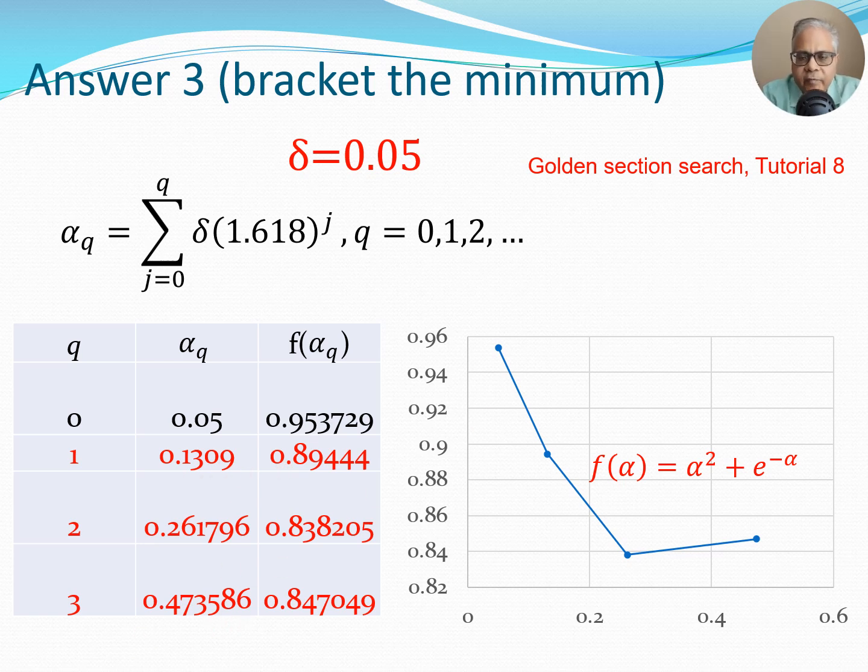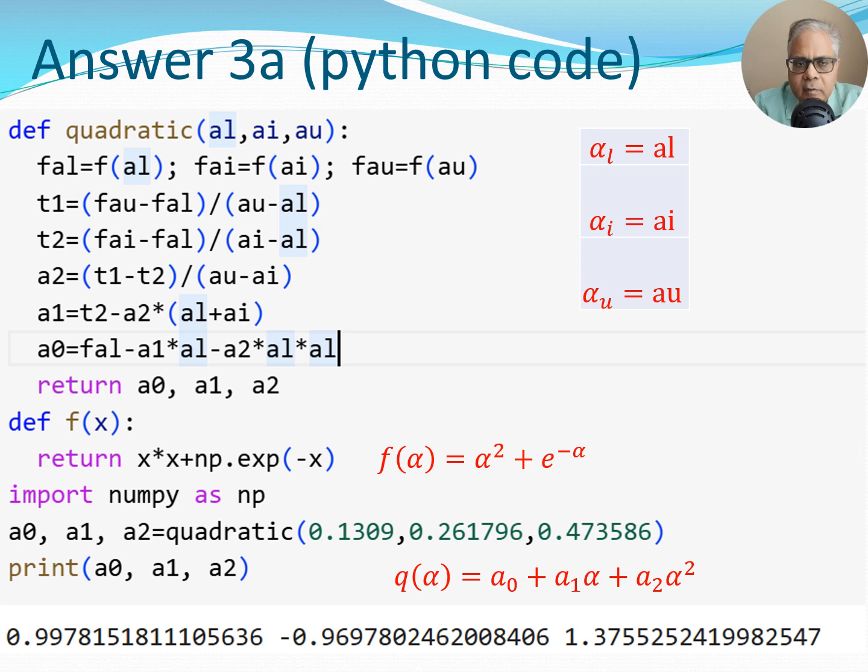So essentially by doing this, we were able to bracket the minimum point between 0.1309 and 0.473586. Whenever you are using this kind of quadratic interval method, quadratic search method, you need to use some different method to bracket the minimum. Golden section search is probably one of the best methods. So let us assume we have bracketed the minimum. So we have these 3 points here.